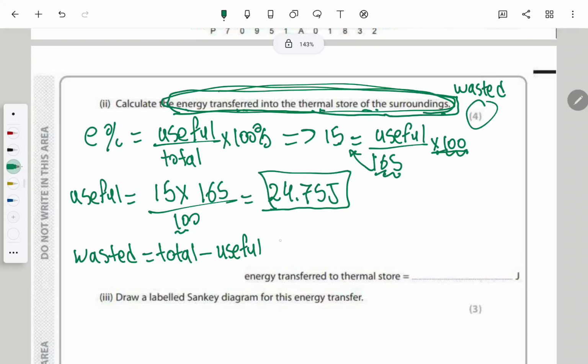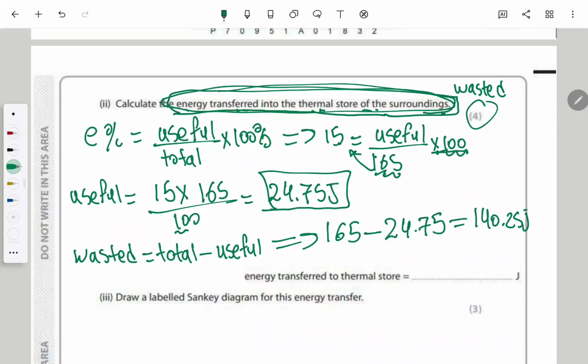So all I need to do is take the total that I had, which is 165, minus how much was used to move forward, and the rest is all that went into heat and whatever. So if we just subtract both of these together, 165 minus 24.75, we're gonna end up with 140.25 joules. Okay, and this is one way to answer the question. There is another way that's a bit smarter here.